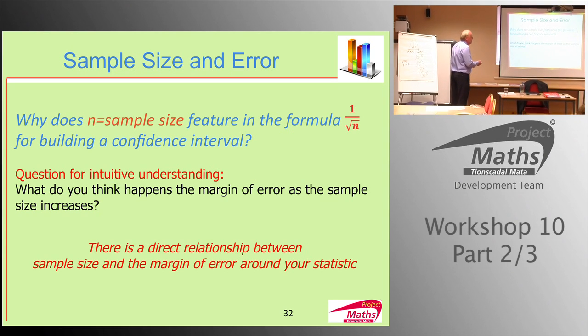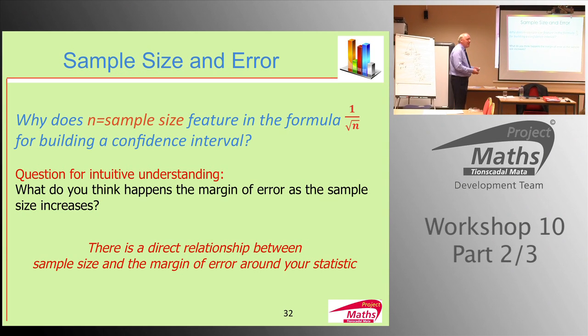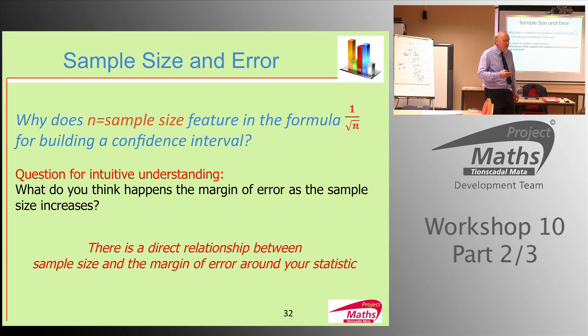Now, why does the sample size feature in the formula 1 over root n for building a confidence interval? What do you think happens to the margin of error as the sample size increases? We could certainly put our ordinary level students working with this. That's really a question for intuitive understanding. Get them to think about it. If you increase the sample size, what do they think happens to this margin of error, 1 over root n?